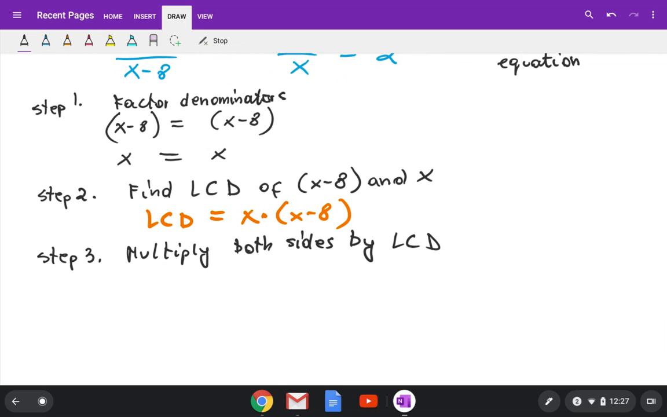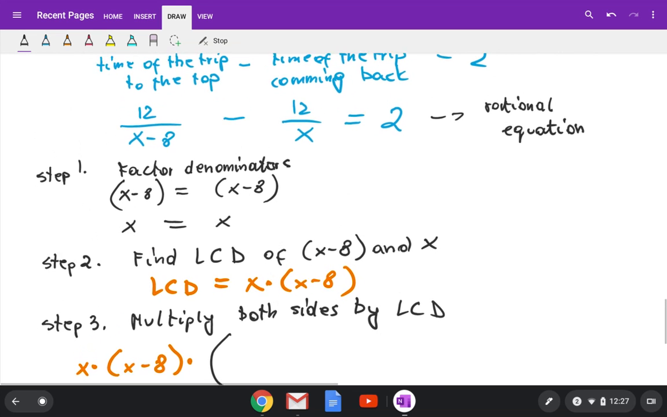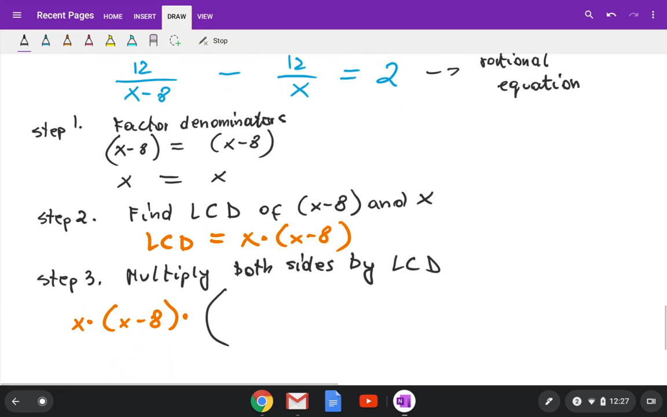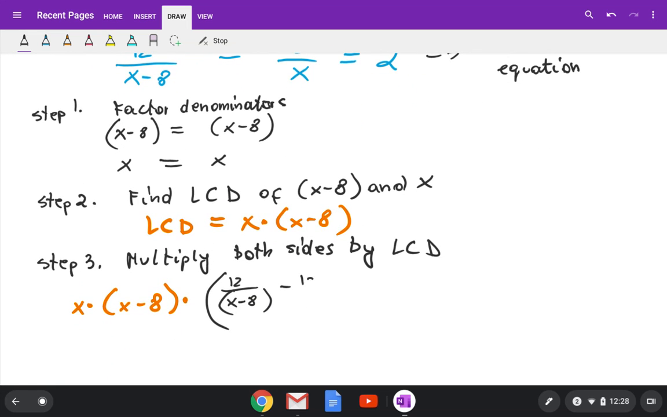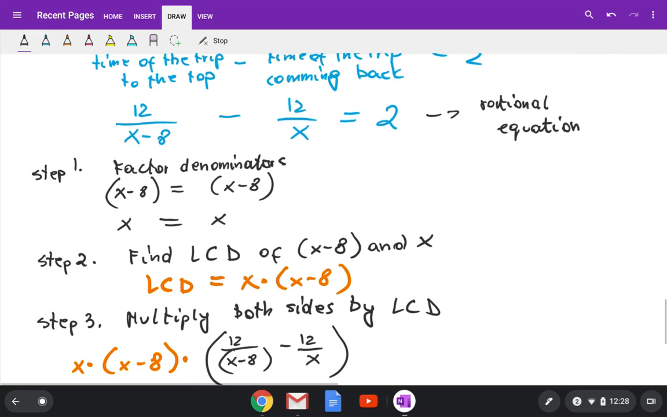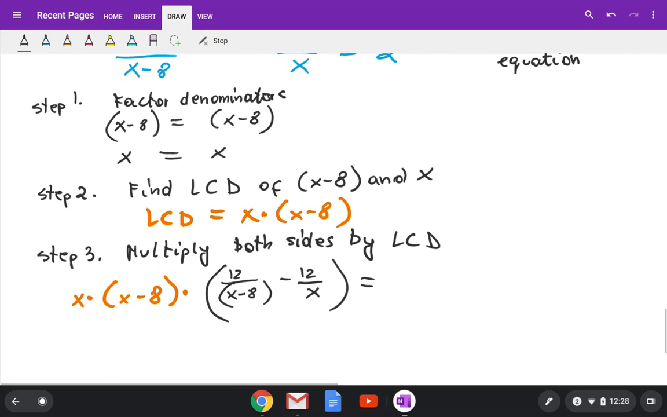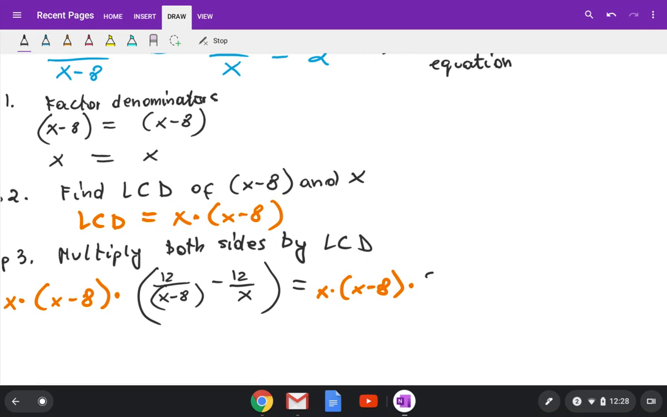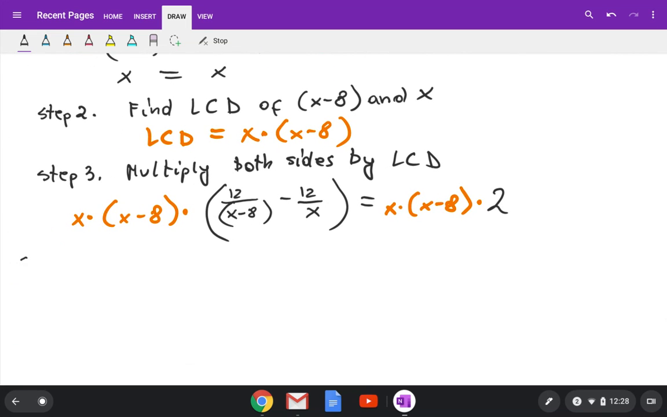So the LCD is x times x minus 8 times the left side of the equation, which is 12 over x minus 8 minus 12 over x, equal to, so multiply both sides by the LCD, x times x minus 8, times the right side, which is 2. And now step 4, solve.